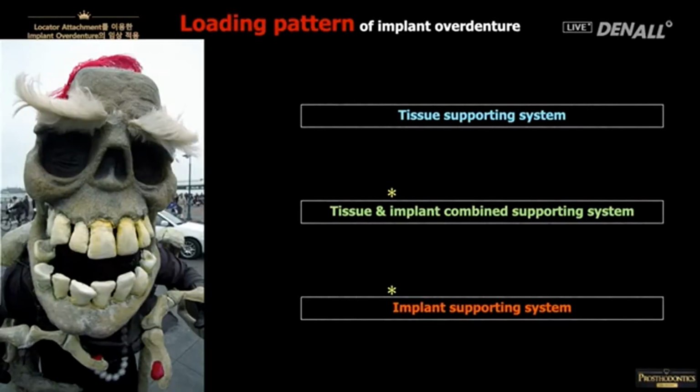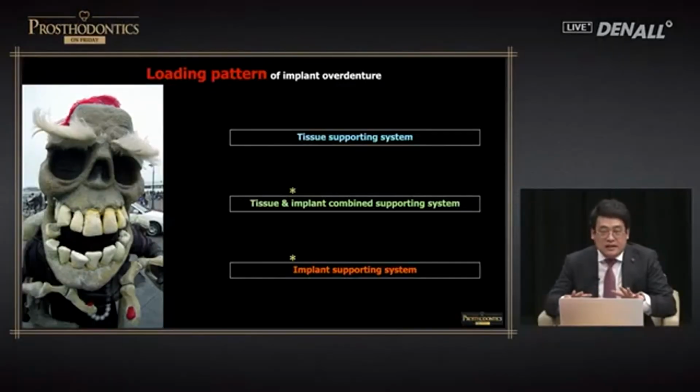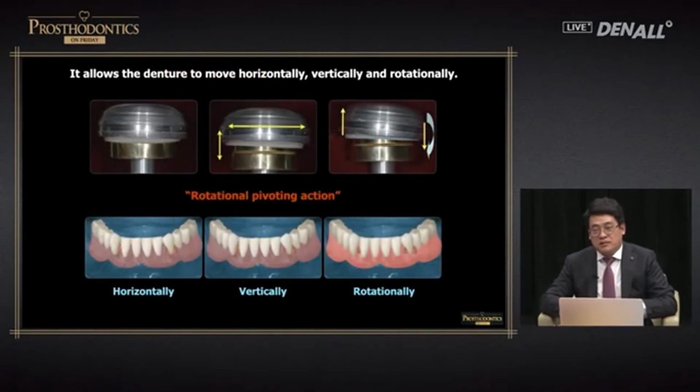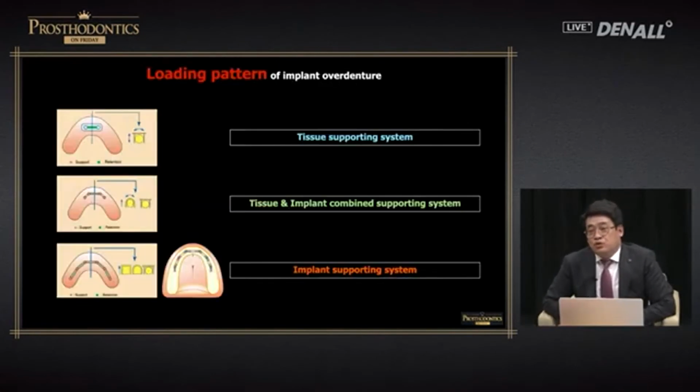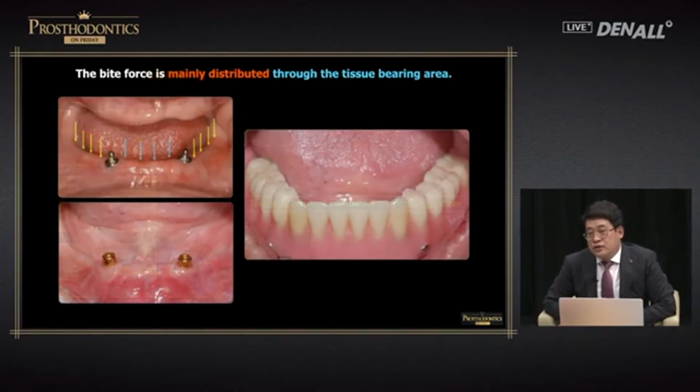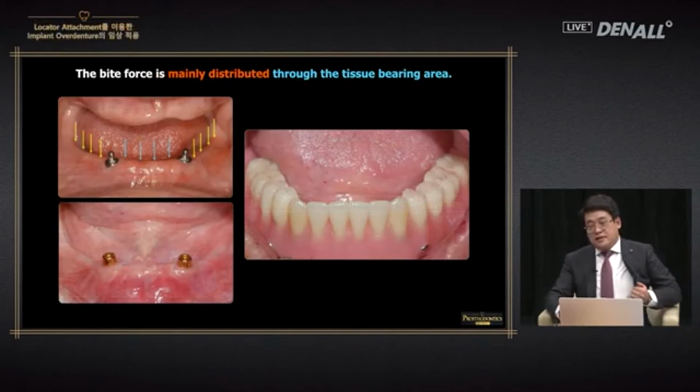Thank you. In the case of tissue-supported system, when it functions within the mouth, the attachment needs to be able to move. Vertical, horizontal, and rotational movement should be allowed. In the case of locator, it allows for all those movements, and therefore, it should be used for tissue-supported systems. In general, when you place the 2 implants, the masticatory force is borne by the tissue. This is the final slide.